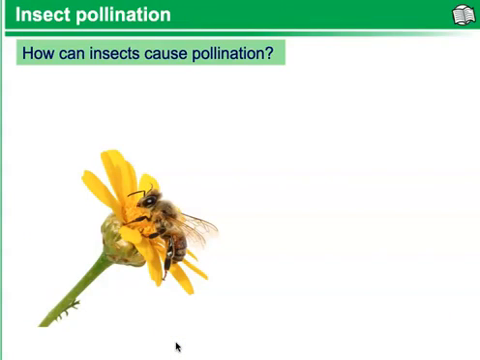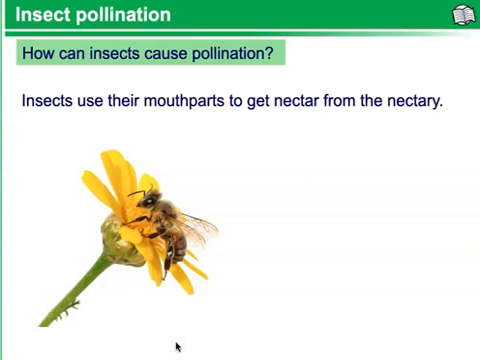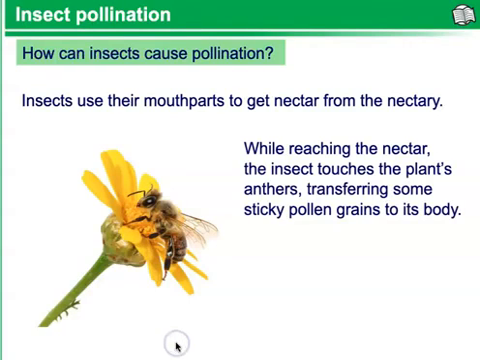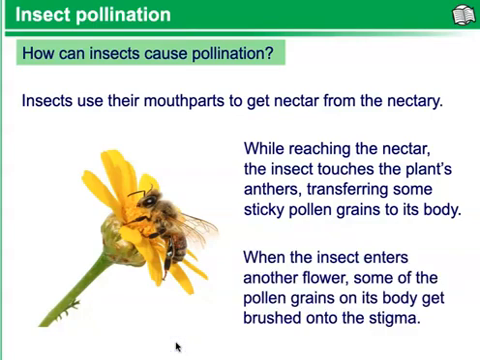Which brings us to insect pollination. How can insects cause pollination? Insects use their mouth parts to get nectar from the nectary. While reaching the nectar, the insect touches the plant's anthers, transferring some sticky pollen grains onto its body. When the insect enters another flower, some of the pollen grains on its body get brushed into the stigma.